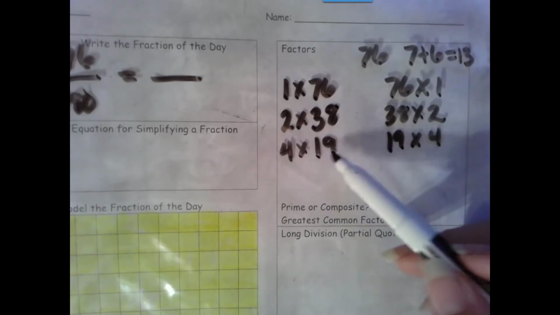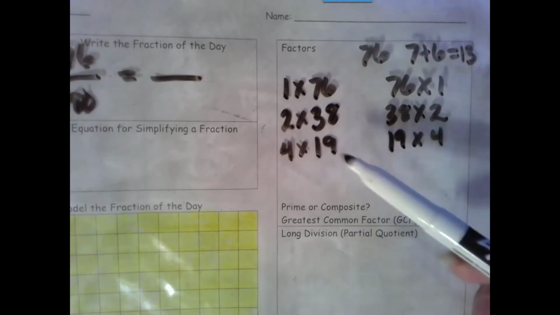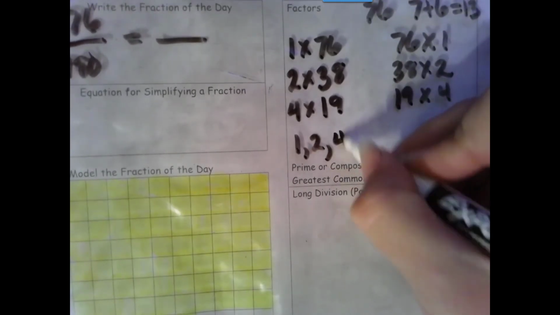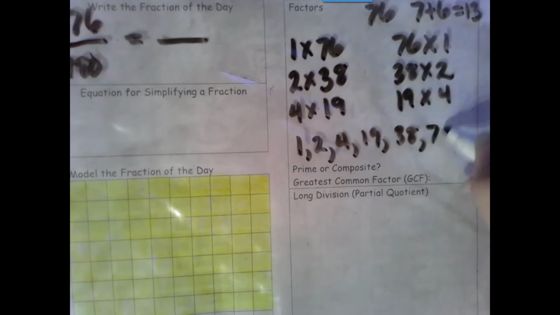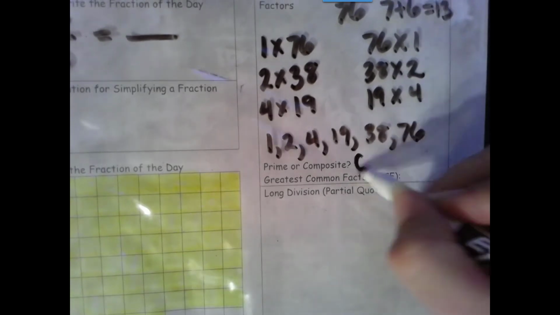I'm going to see if 19 may be prime, because if we've gone in an orderly fashion and our second factor is prime, then we're done, because it won't break down anymore. And yes, 19 is prime, so that means we're done. Let's go ahead and list our factors from least to greatest: 1, 2, 4, 19, 38, 76. I have 6 factors. That is more than 2 factors, so it is composite.